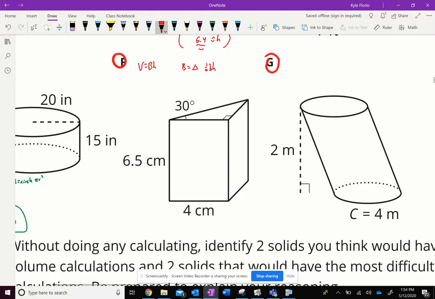So let's do it. The base of the triangle is 4. We just need to find the height of the triangle, whatever that is. I don't want to call it H because the height of the whole prism is 6.5. I'm going to call this X again. So we have to use our SOHCAHTOA again. I know that the opposite leg is what I'm looking for. I know that the adjacent leg is 4. So the function that uses opposite over adjacent is going to be tangent.